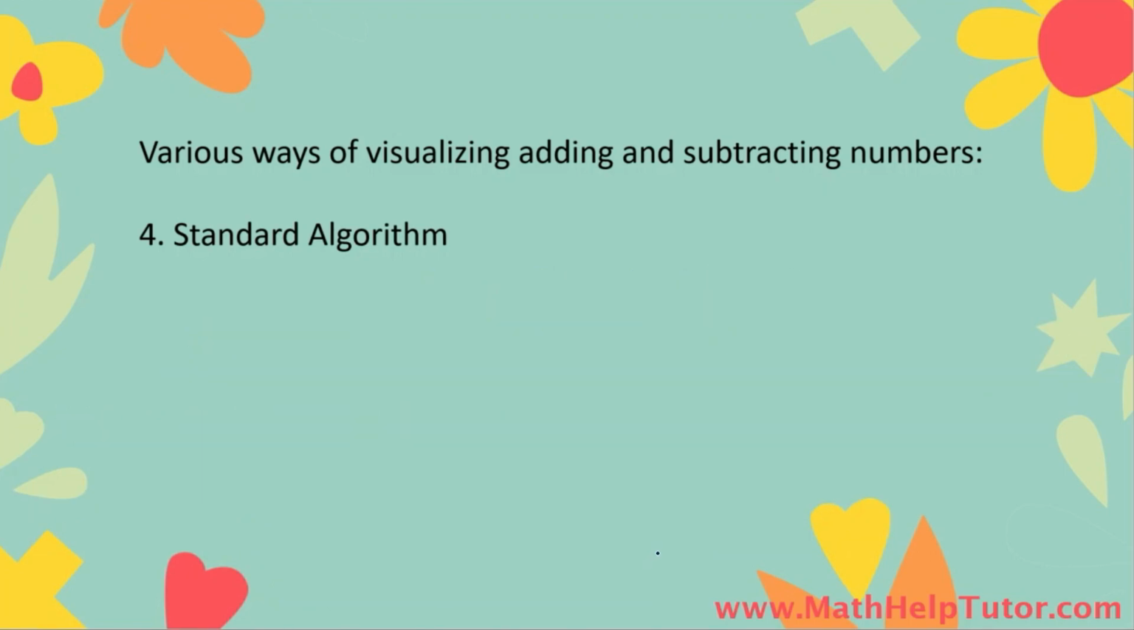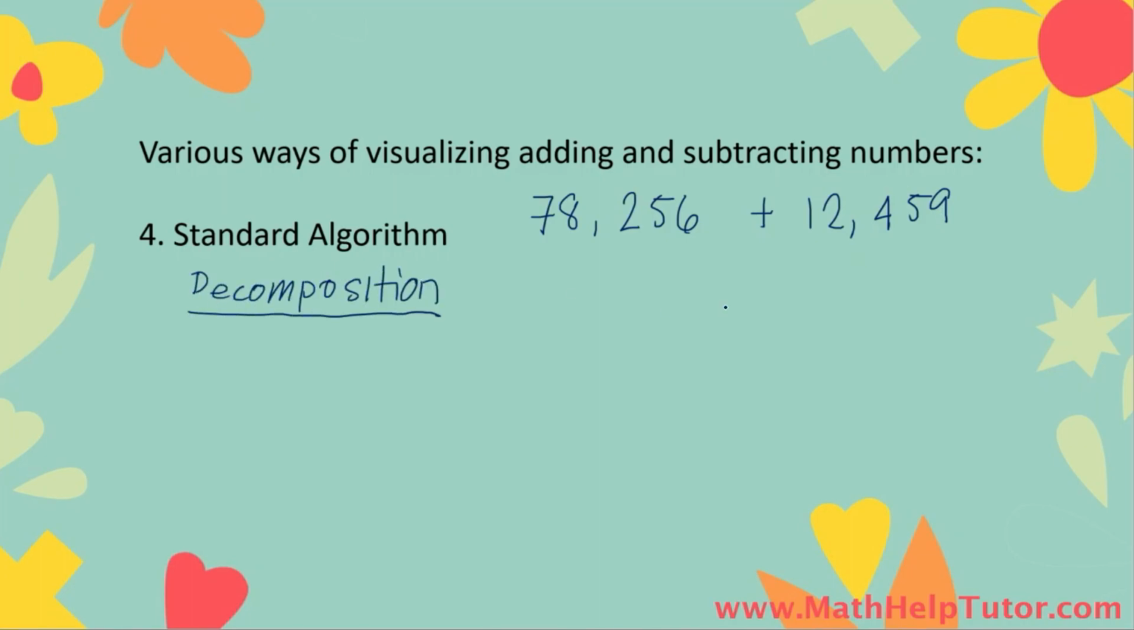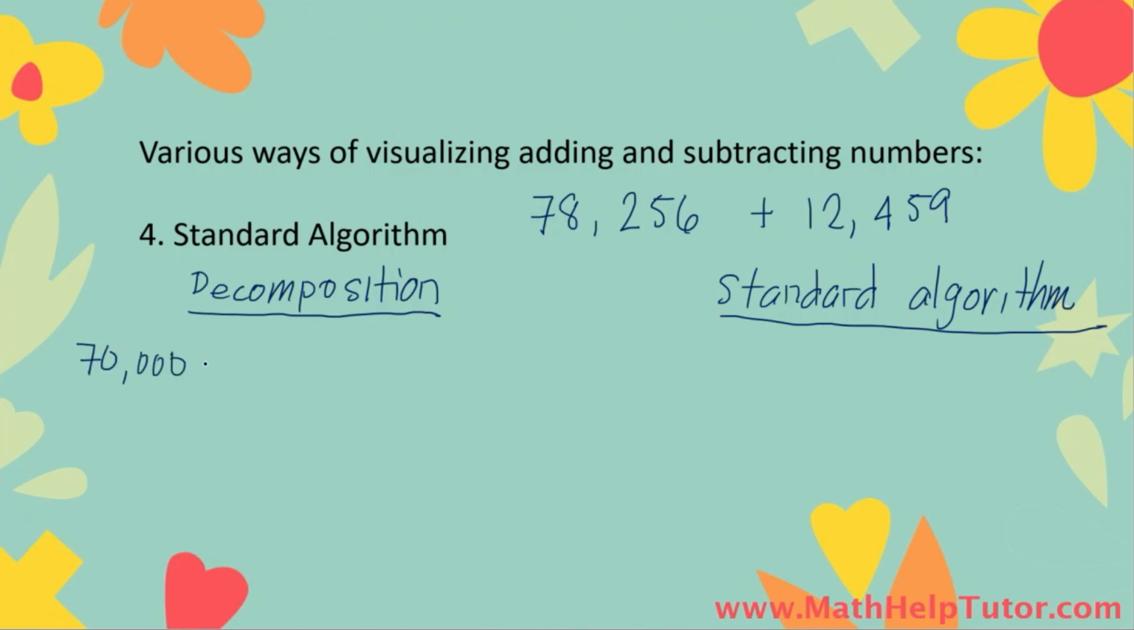Let's try another example, this time with carrying over. Let's add 78,256 and 12,459. I'll show you the decomposition method first, and then we do the standard algorithm beside it so you can see what's happening. So let's do the decomposition method first. Let's decompose the first number. That's 70,000 plus 8,000 plus 200 plus 50 plus 6.